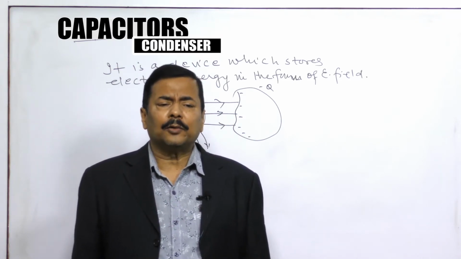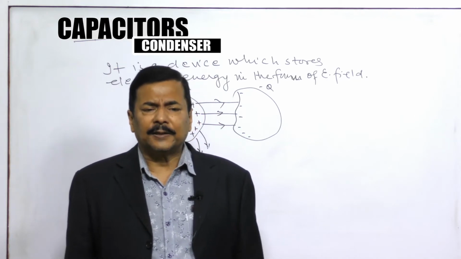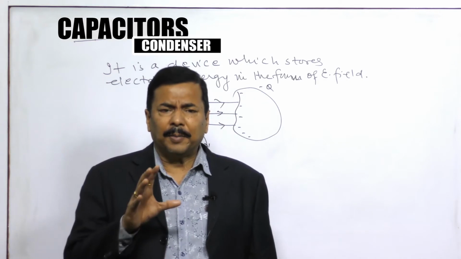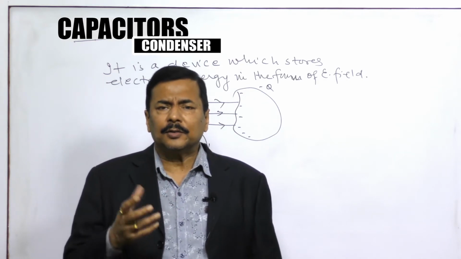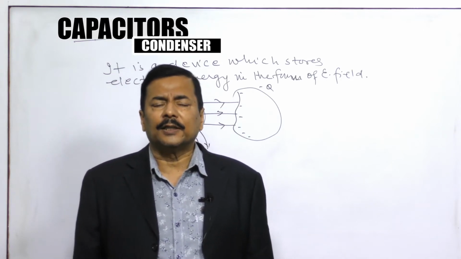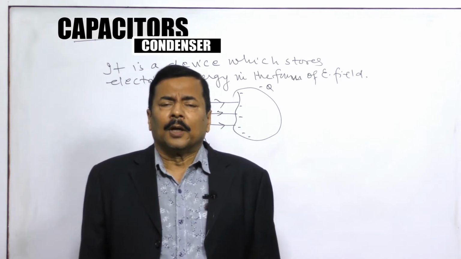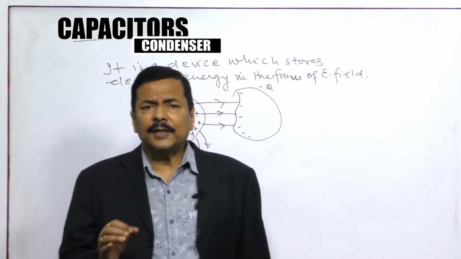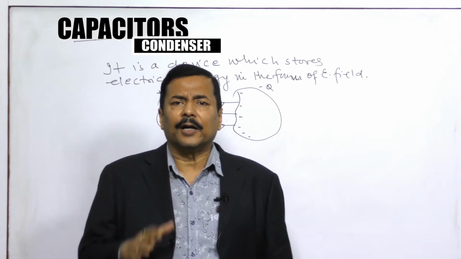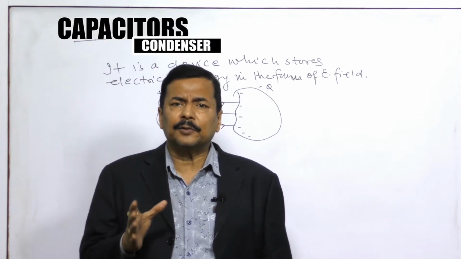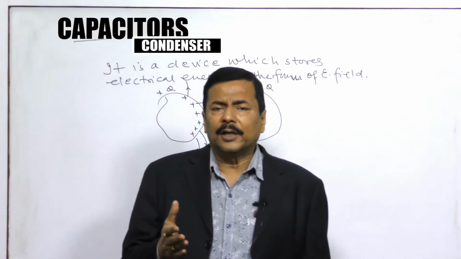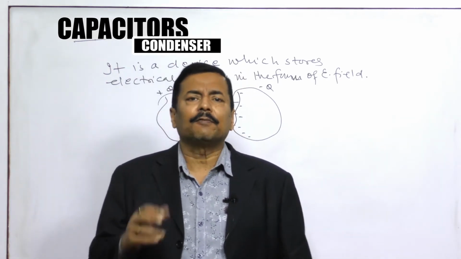Now what I would like to tell you is that you might have observed that a battery also stores electrical energy, and a capacitor also stores energy. What is the difference between the two? In a battery the energy is given out at a determined constant rate, whereas the capacitor gives the total energy at a time. For example, in your old camera you might have observed that there is a flashlight.